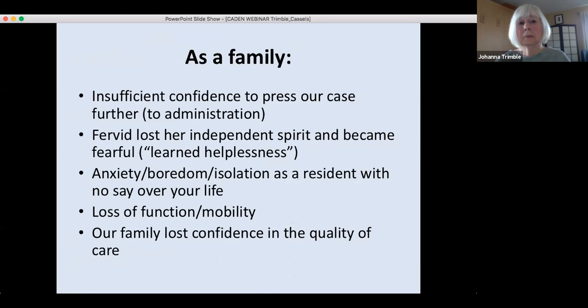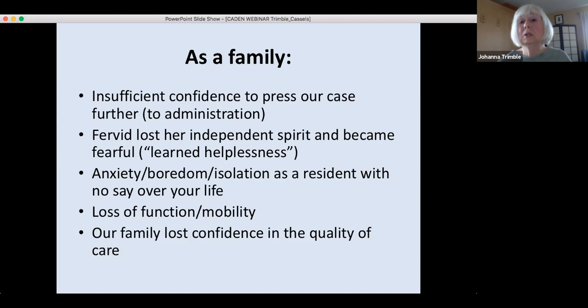As a family, we found it had a great effect on us. One of the things that we kick ourselves for is we didn't have the confidence to press our case further about getting a medication review quickly, to administration if we had to.